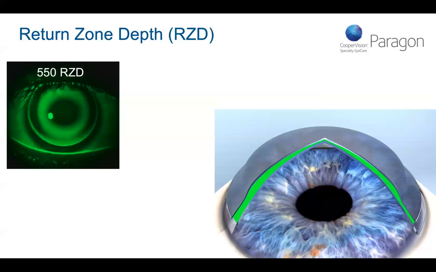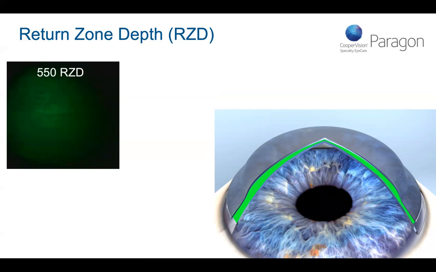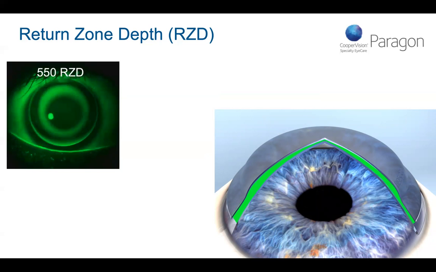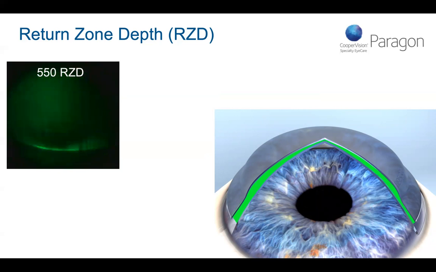Okay, so here's another video. Let's look at this and what is happening. This patient has an RZD of 550. And as they blink, for a split second, we see a bullseye pattern with that nice 360 alignment in the mid-periphery. And then as the lens settles on the cornea, we see fluorescein leaking at that 6 o'clock mark.